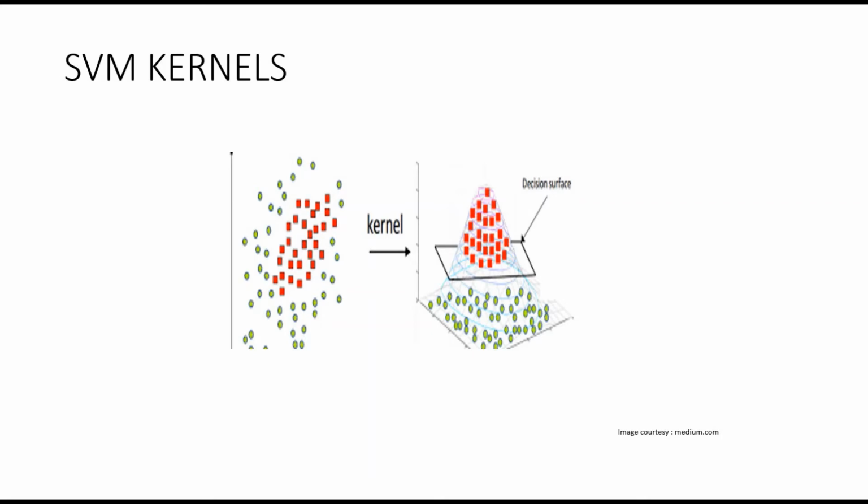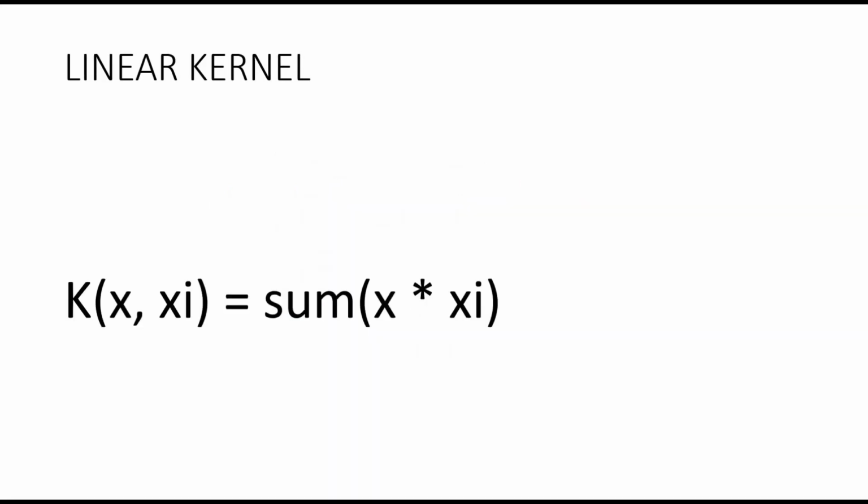Here the kernel takes a low dimensional input space and transforms it into a higher dimensional space. In other words, you can say that it converts a non-separable problem to a separable problem by adding more dimensions to it. It is most useful in non-linear separation problems. The kernel trick helps you to build a more accurate classifier. There are different types of kernels you can use.